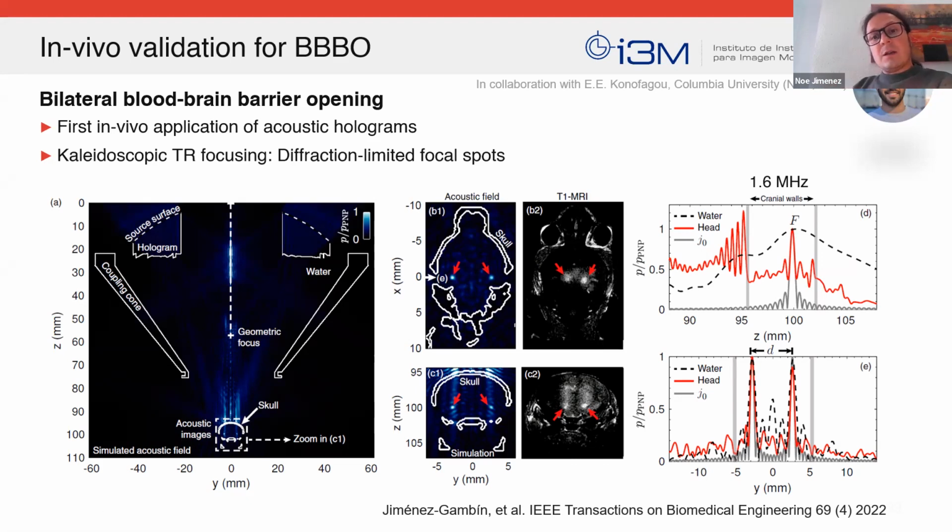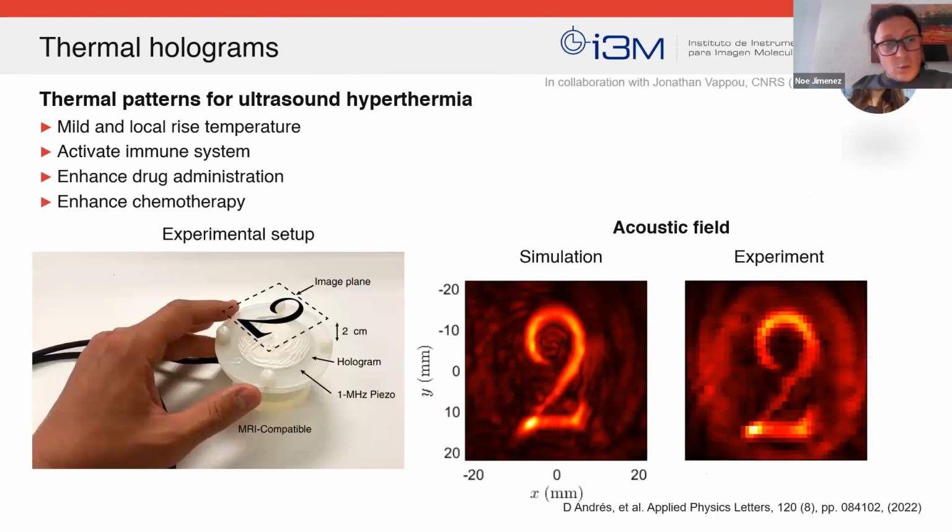And the interesting part of this work is that once you have this local acoustic field, this acoustic field produces cavitation. This cavitation opens the blood-brain barrier locally, and we get these two bright and very localized focal spots. We deliver some contrast agent for the MRI imaging, this gadolinium, and we can see that effectively we open the blood-brain barrier into bilateral focal spots.